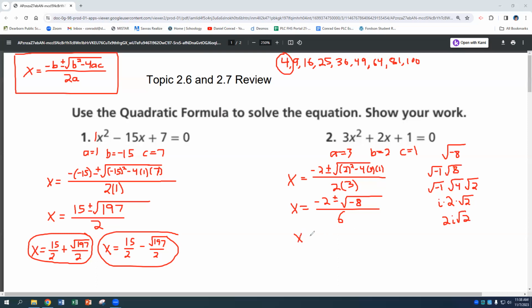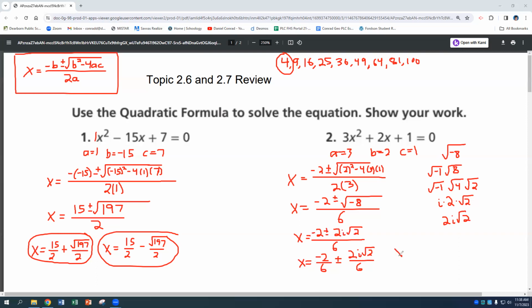So when we come in here, we're going to do negative 2 plus or minus 2i square root of 2, all over 6. Okay. Then we're just going to divide each of those pieces by 6, right? So you have negative 2 over 6 plus or minus 2i square root of 2 over 6. And then we can reduce those. 2 divided by 6 is going to be 1/3.